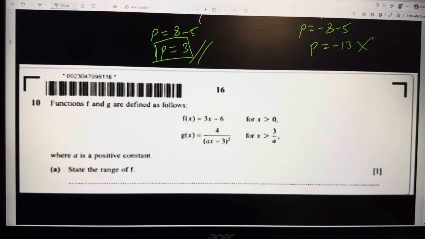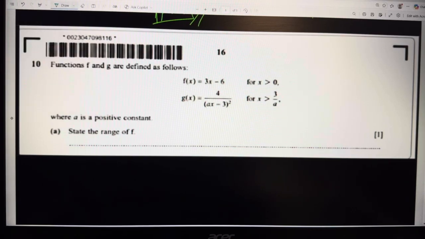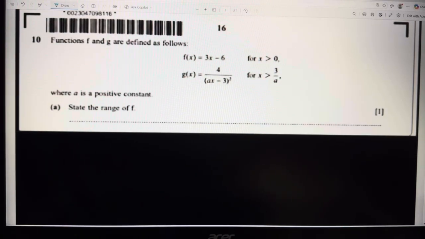Alright, question number 10 is about functions. Okay, so here it says that functions f and g are defined as follows, this and this, where a is a positive constant. Okay, a is greater than 0. Find the range of f. Now, it's better to draw something. It's not necessary, but you can draw it, it's not a problem.